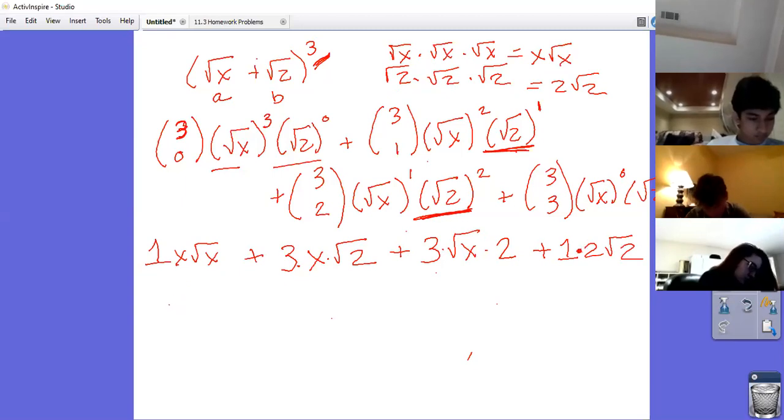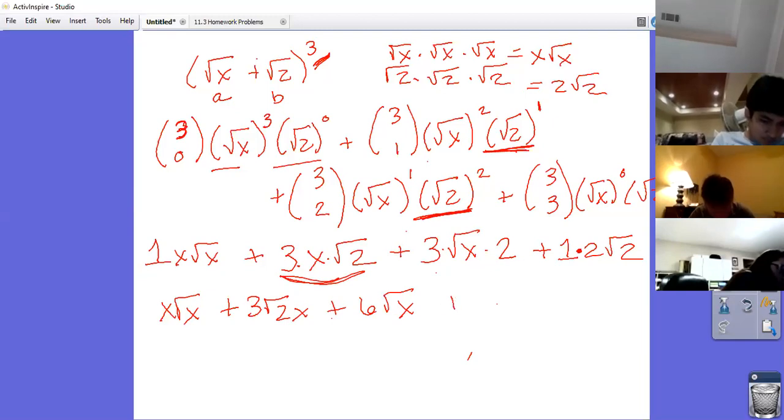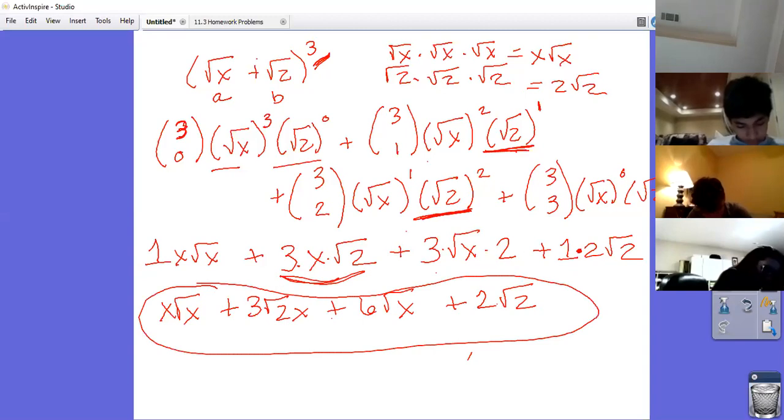So now I'm going to clean it up. And then put those next to each other. 3 times 2 is 6. And then lastly, this is just 2 square roots of 2. And this would be your final answer here.